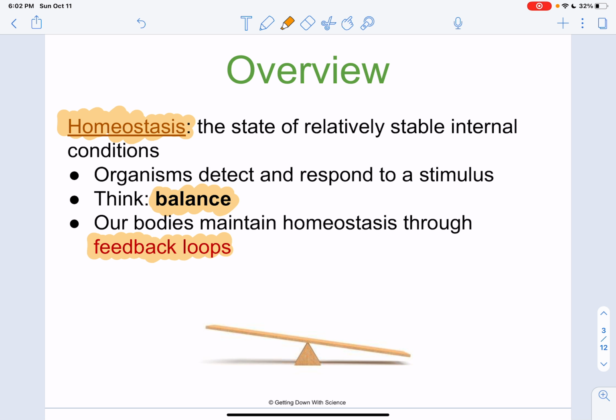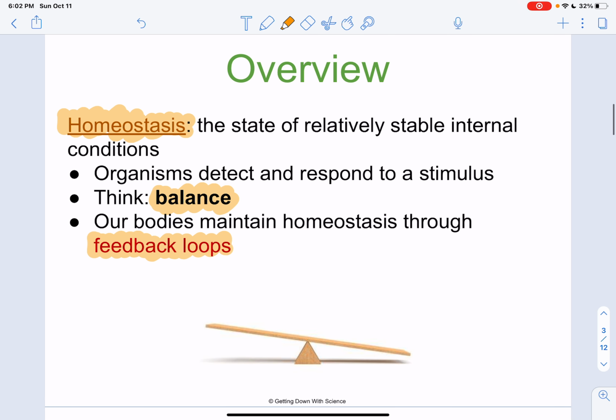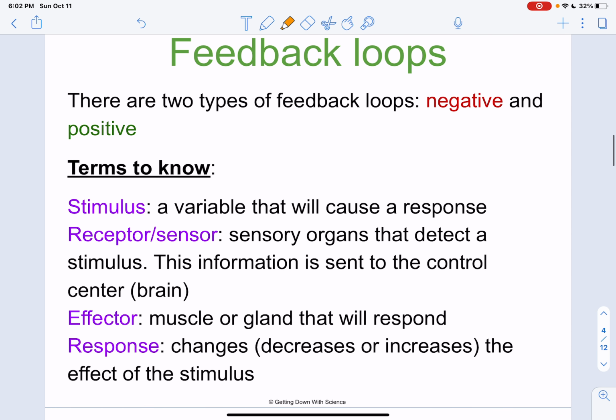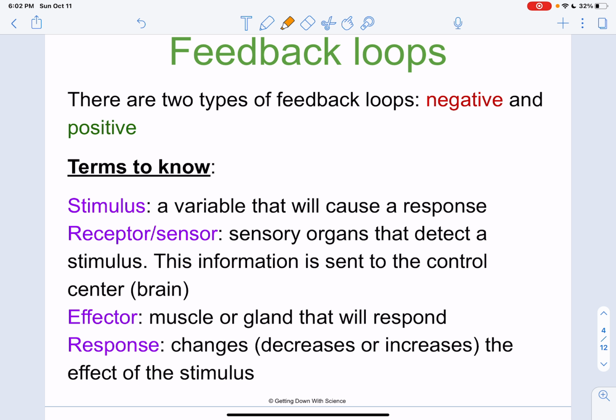And so whenever our organisms like us detect a stimulus, we have to respond to it. And that stimulus is going to be, oh, this room is hot. Oh, I'm hungry. Oh, I'm thirsty. Oh, I need to go to the bathroom. We have to respond to that stimulus and act on it in order to maintain homeostasis. We're going to have two different types of feedback loops that we're going to talk about, negative and positive. But before we get into that, there's a couple terms that we should normalize before we go into this so that we can understand what's going on.